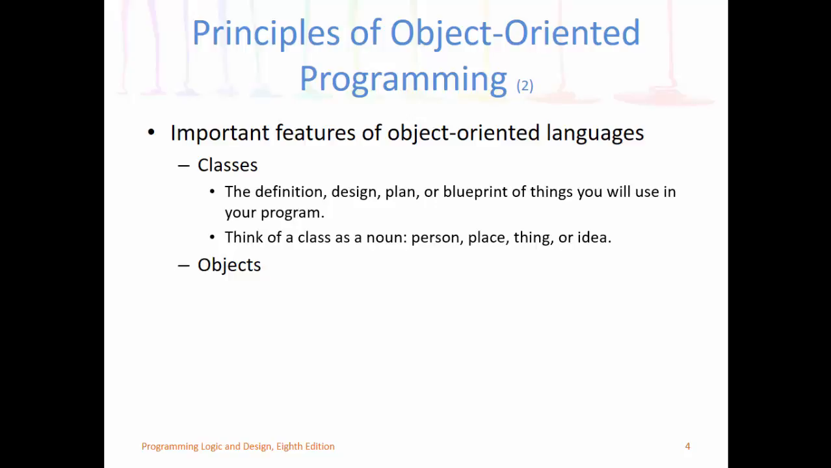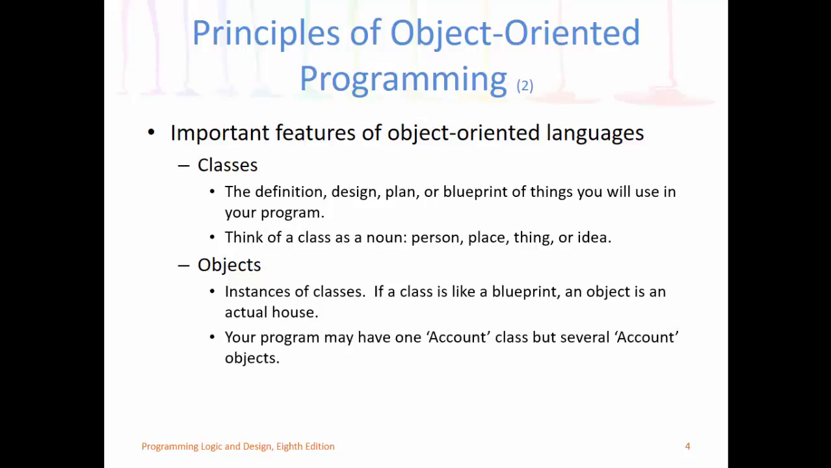Closely related to classes are objects. Objects are the instances of the class, or a specific noun, a specific person, place, or thing. So if a class is like a blueprint, an object is an actual house. Your program may have one account class, but several account objects. You might have savings accounts and checking accounts. Tom might have an account and Sue might have an account.